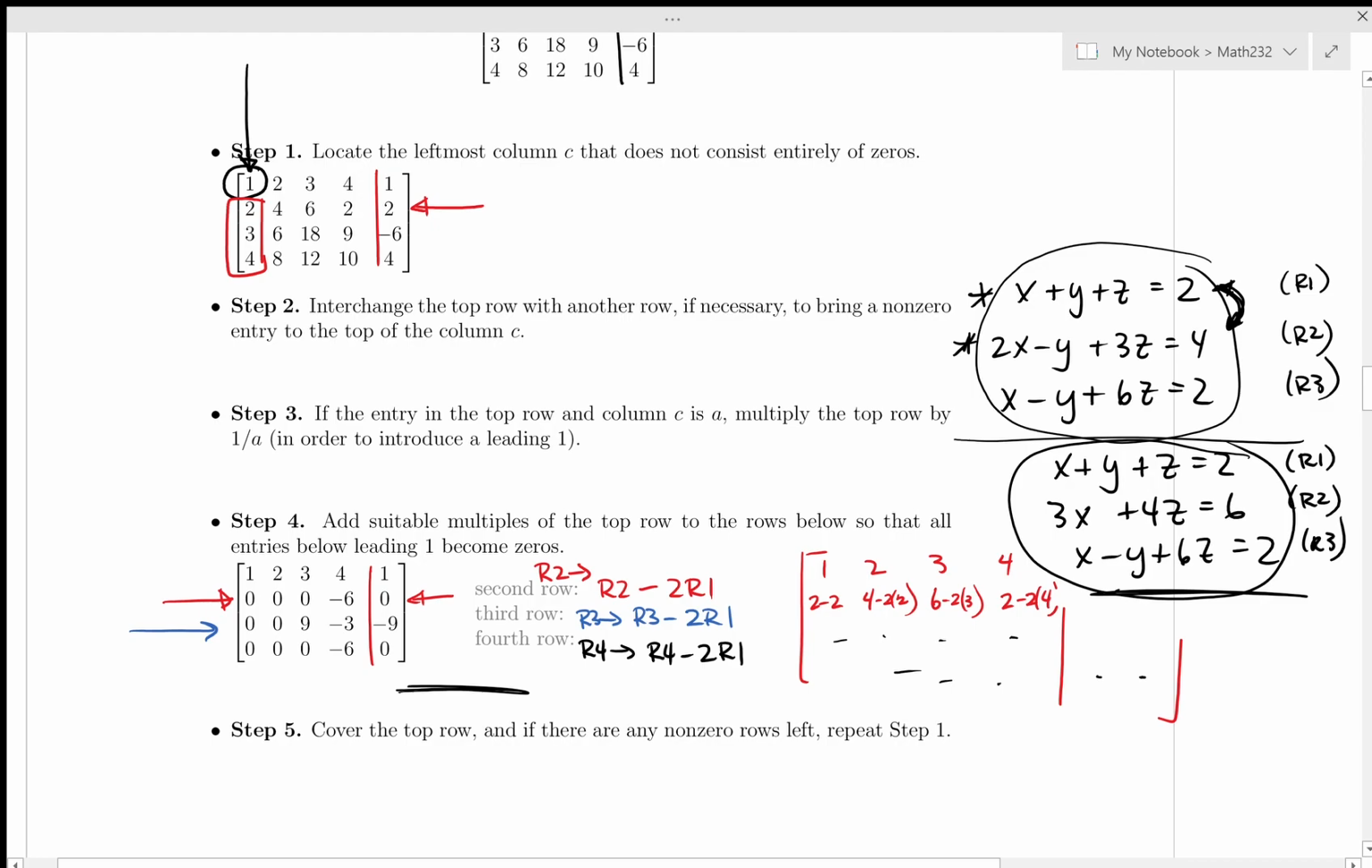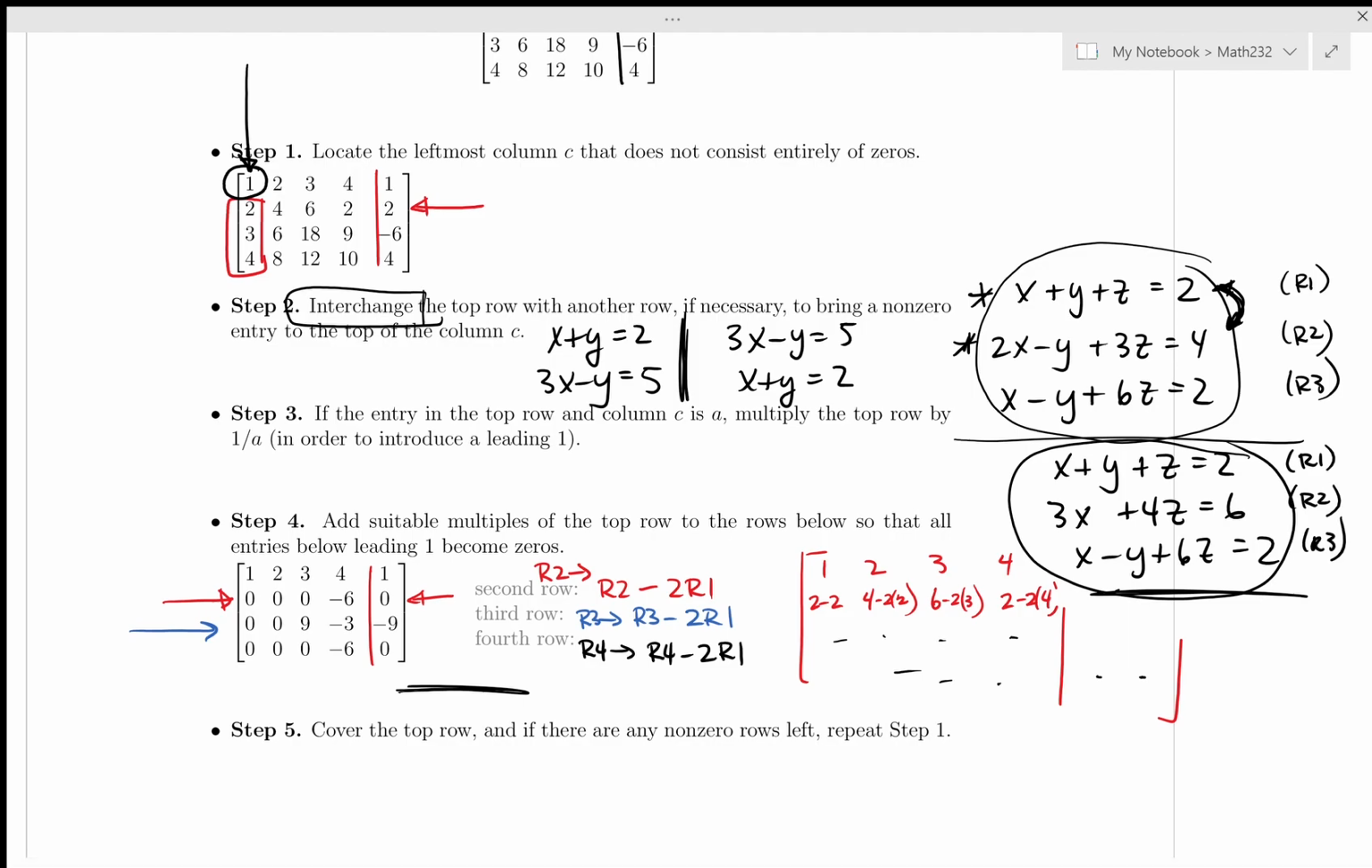Also, here in this thing here, interchange the top row with another row. Okay, think about what that means. Here's another system of linear equations. x plus y equals 2, 3x minus y equals 5. Okay, that's system 1. Here's another one. Clearly those two have the same solution set. All I've done is write the equations down in a different order. That's what allows me to interchange one row with another.